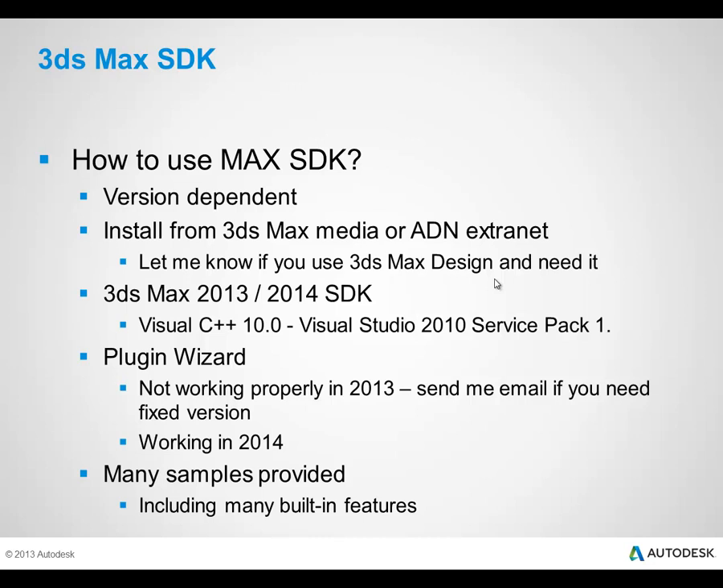Okay. Talking about the current versions, 2013 and 2014 are binary compatible, so we're using the same compiler between the two versions. But you can see here, again, version dependence. You need to have Visual C++ 10, and it has to be Service Pack 1. So a very specific version of the tools that you need to use to match what we use to build 3ds Max itself in order to be compatible. We do provide a plugin wizard. So depending on the type of plugin you want to build, you can go through the wizard and select the type you want, and it will create skeleton code for you to get started with. So that's a good way to get started.